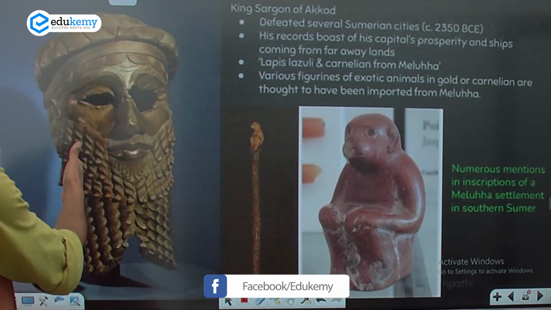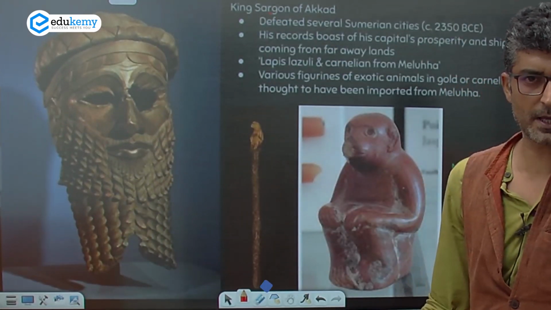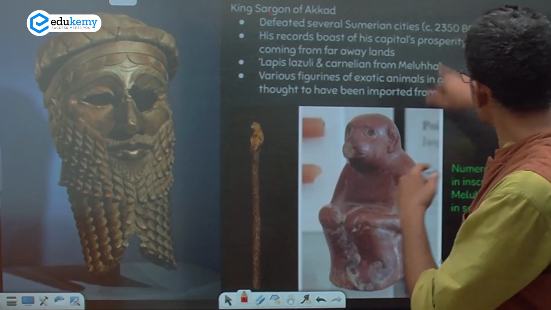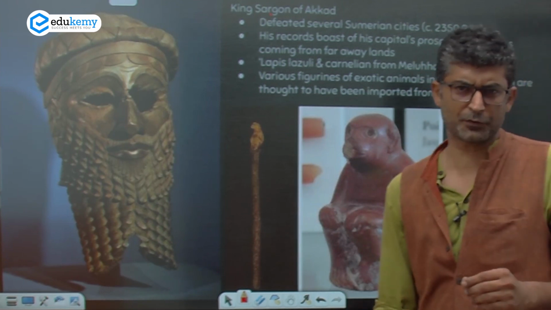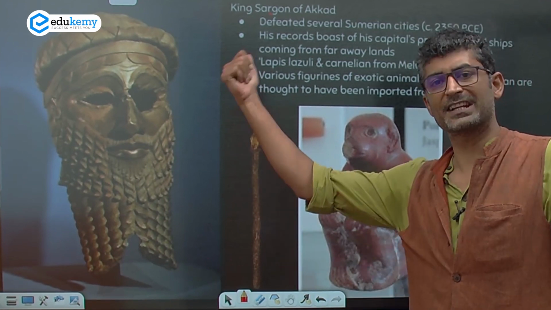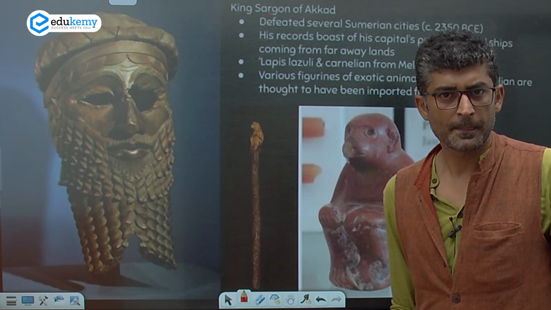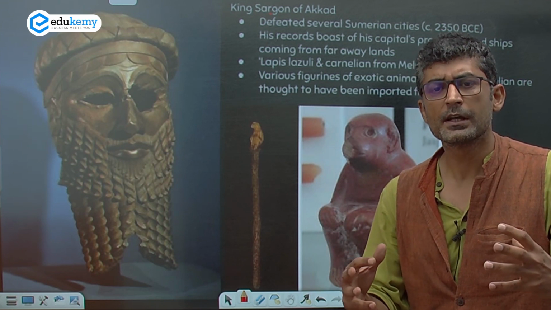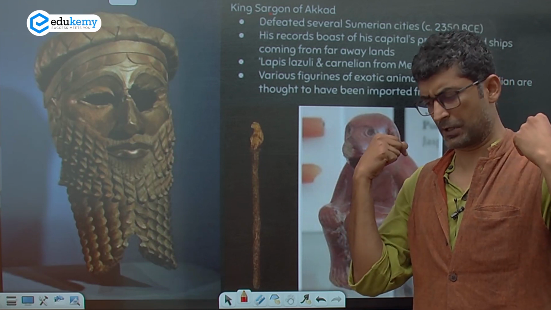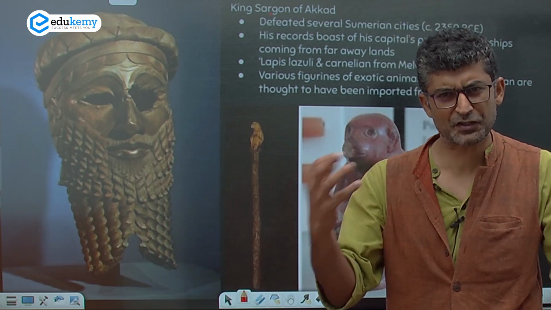This is the head bust of King Sargon of Akkad, the region which I showed you, right? So he, in around 2350 BCE, around the same time when Harappa was in its mature state. So this fellow defeated some Sumerian cities, and we have found his records where he is, what should I say, boasting.